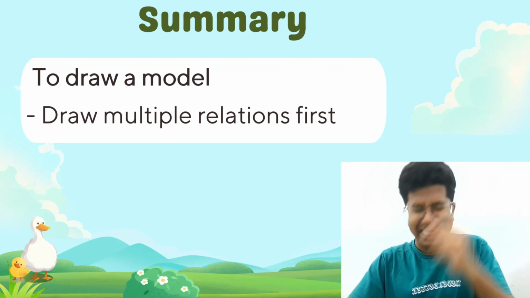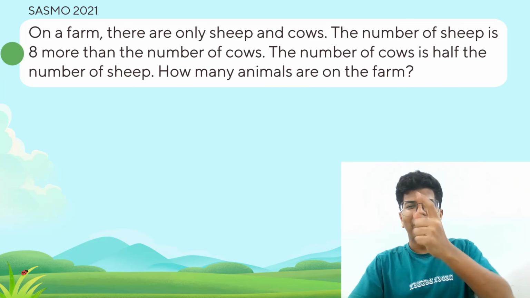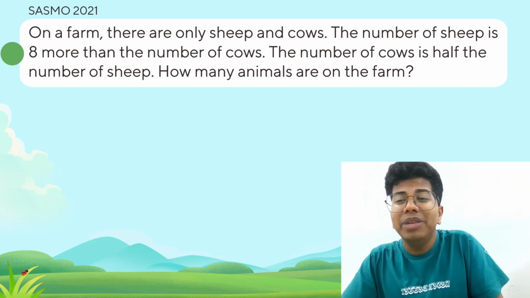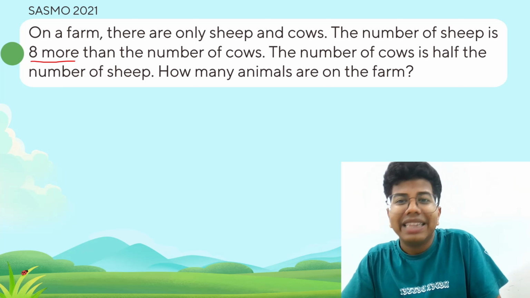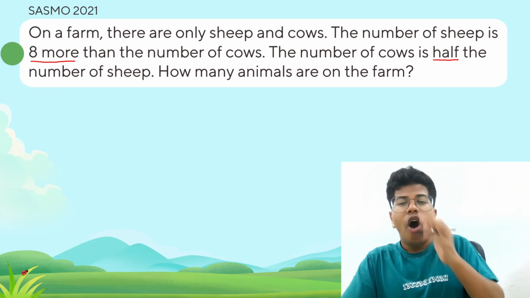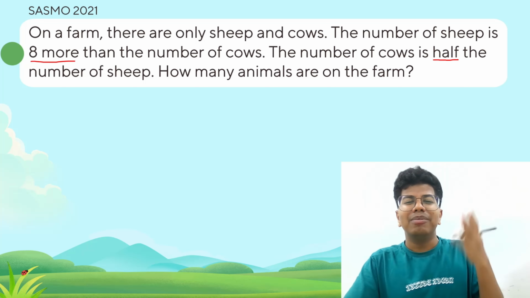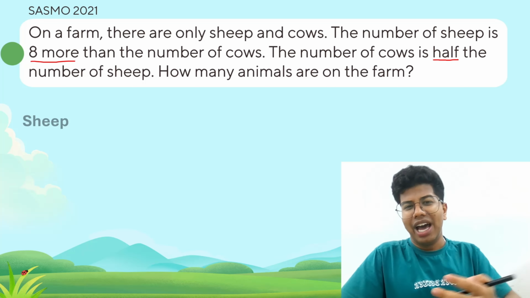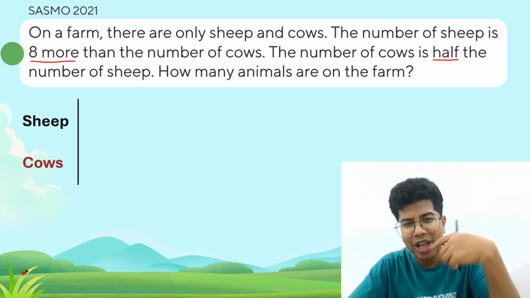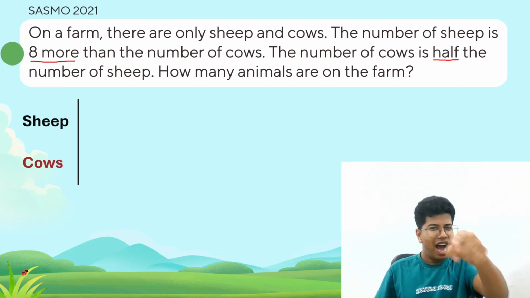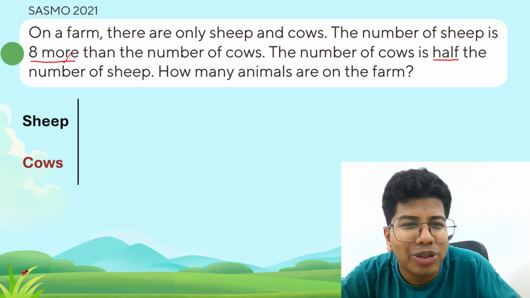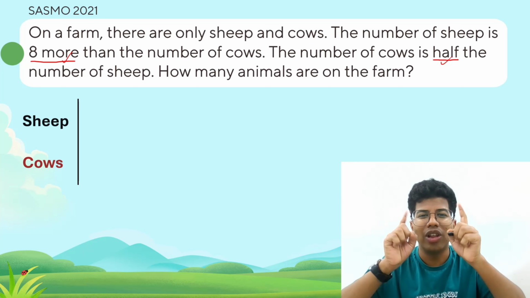Now understanding this, let's get back to our question. Our question asks, there are only sheep and cows. The number of sheep is 8 more than the number of cows. The number of cows is half of the number of sheep. How many animals are there on the farm? So here I have 2 animals, that is sheep and cow. So I need to draw a model. But the question is the same now to you. Should I use the more or less relation or should I use the multiple relation to draw the model?